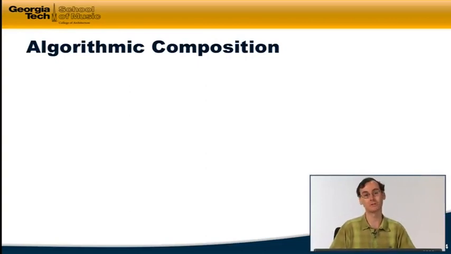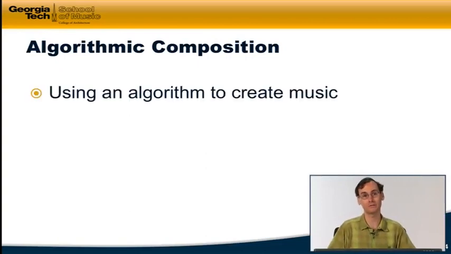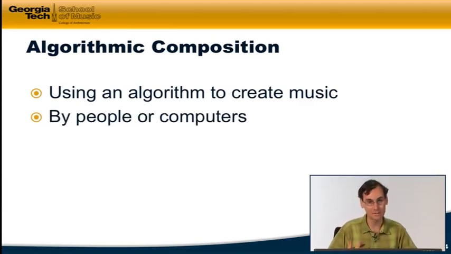Now, when we take algorithms and turn them into the musical arena, we start talking about algorithmic composition. So we're essentially writing an algorithm. It might be, again, something that's done by a human, or it might be something that's done by a computer. But we're specifying a specific process or set of steps to follow to create music.